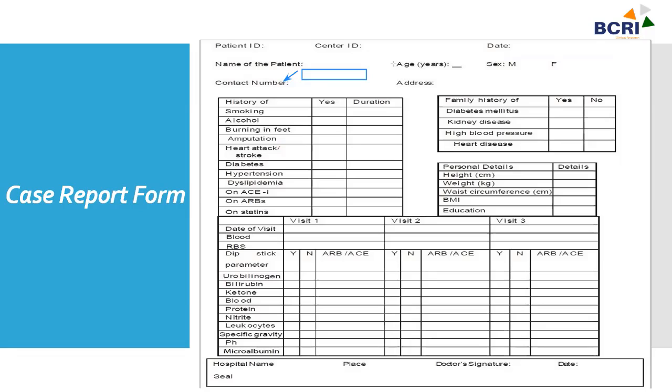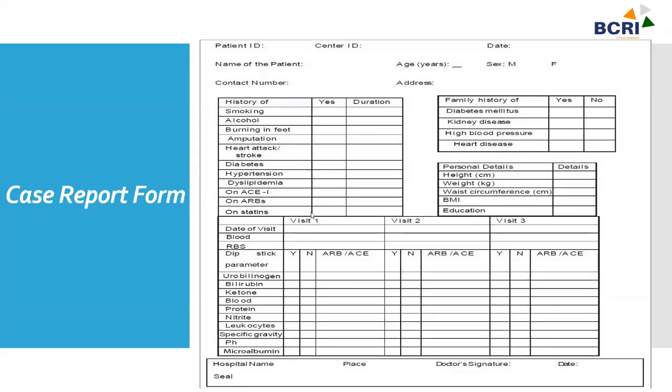Like this, we will conduct the review of the data. Okay. So this is basically a view of the case report form. You get the history of the particular subject, the medical history. Does he have any smoking history, alcohol history, burning, amputation, heart attack, stroke, diabetes, anything for that matter? Any family history, personal details like height, weight, waist circumference, BMI, what is the education?